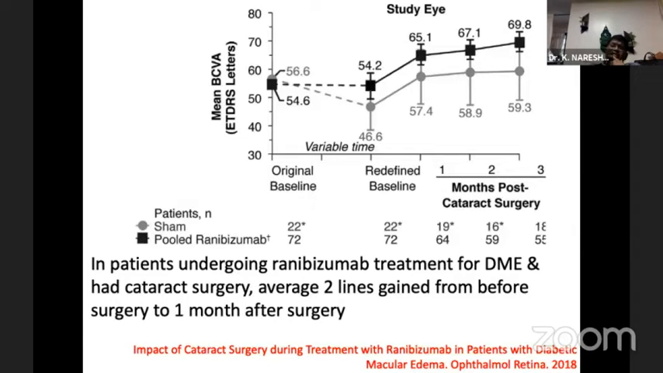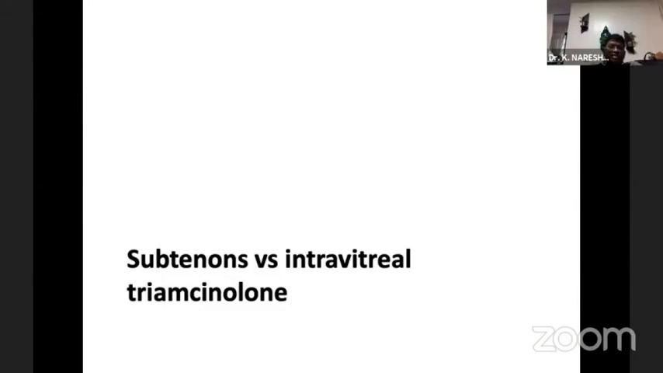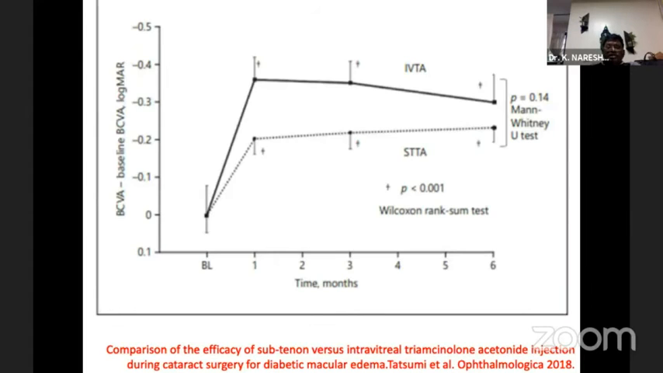So in patients undergoing ranibizumab treatment for DME who had a cataract surgery, they usually gain 2 lines from the pre-op vision at the end of 1 month. So you can go for either bevacizumab, and there is a trial on subtenon versus intravitreal, but usually subtenons are not given much nowadays. We go for intravitreal.